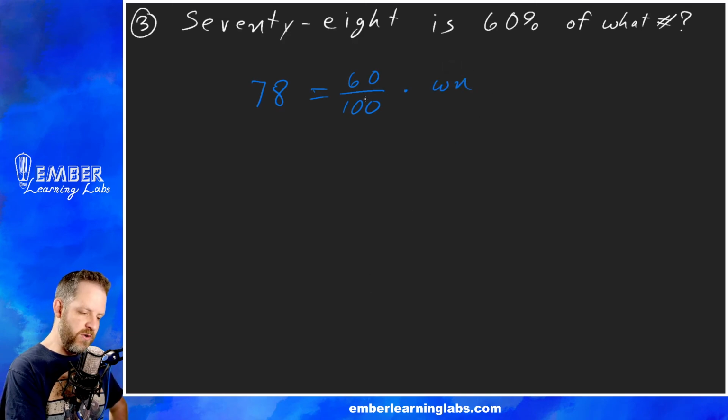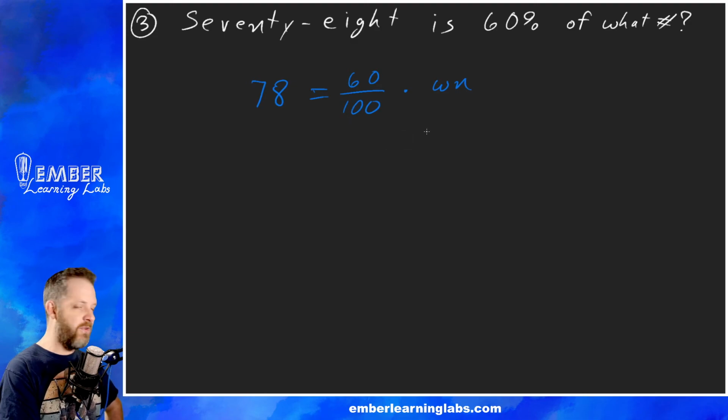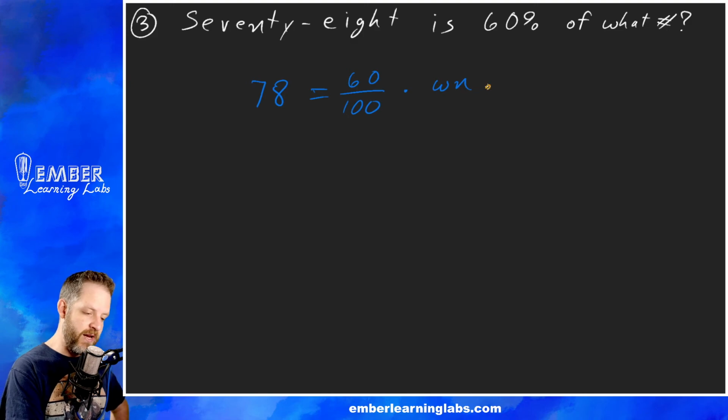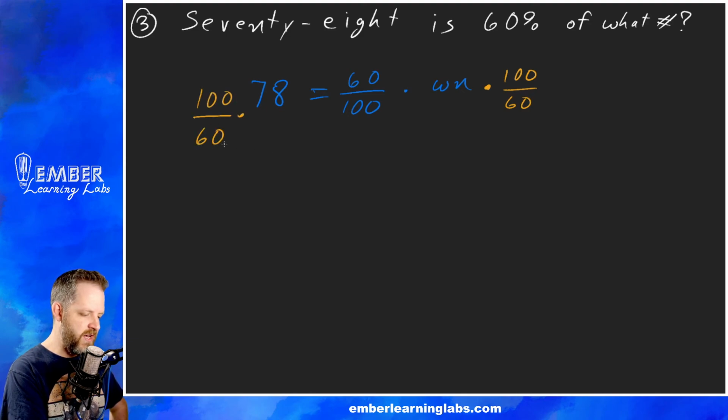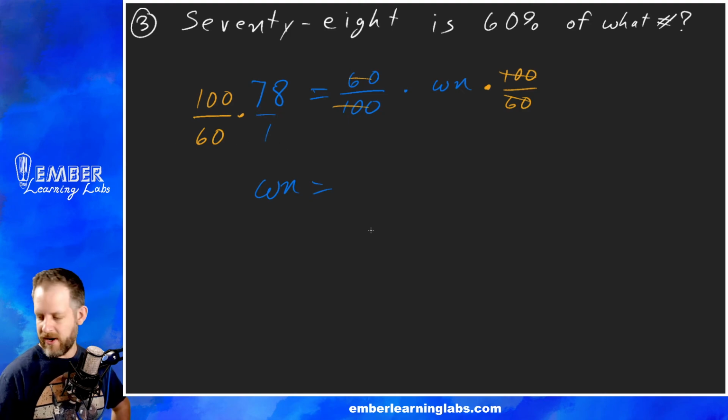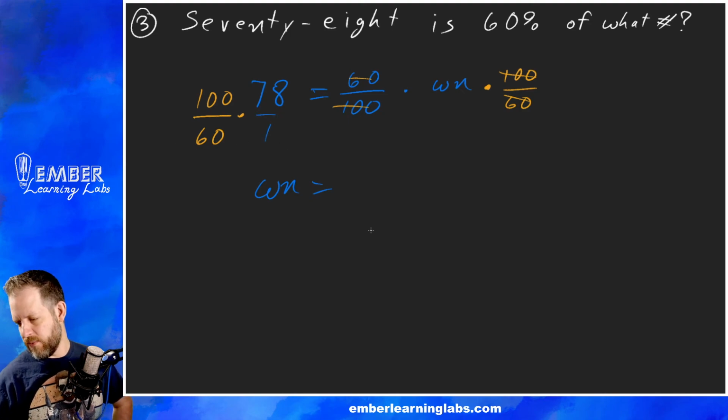So this one, we do have to get rid of this fraction that's attached to the WN. So we get rid of fractions by multiplying times the reciprocal. So times 100 over 60 on both sides. These ones cancel on this side, leaving us with WN equals, and then we do 100 times 78 divided by 60, right? And we end up with 130.